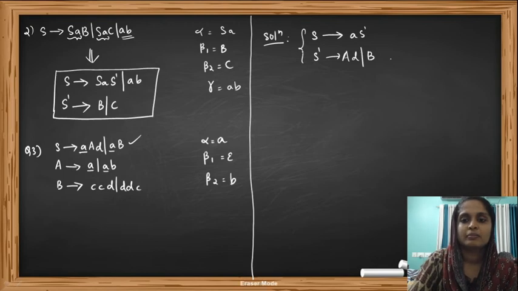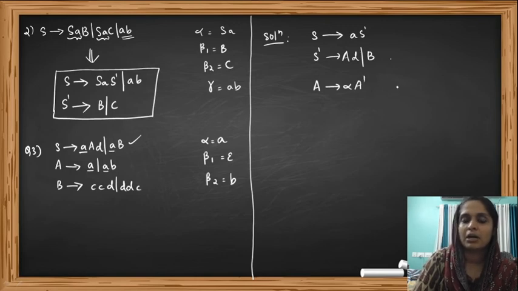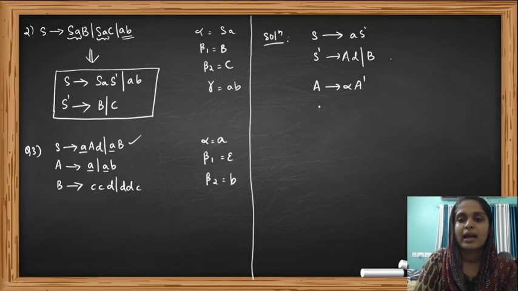So we can convert the A production into A produces alpha A dash bar gamma. But here also there is no gamma term, so we can just avoid it. And A dash produces beta 1 bar beta 2. This is the general format. And now we have to substitute the value of alpha and beta here.